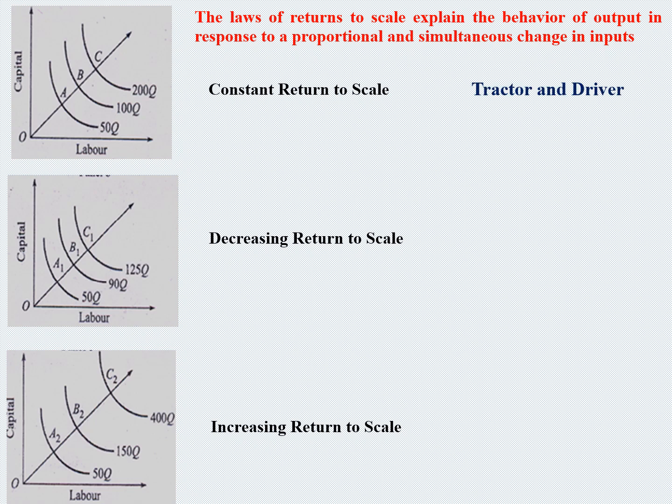Constant returns to scale are mainly observed in situations like the tractor and driver example. If you have a tractor, then definitely you need a driver. It means both inputs are required in the same proportion. Then an increase in the tractor's proportion and the driver's proportion has an equal impact on the overall production.